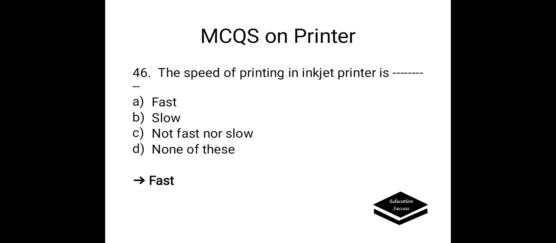The speed of printing in inkjet printer is options are A. Fast, B. Slow, C. Not fast nor slow, D. None of these. Correct answer is fast. The speed of printing in inkjet printer is fast.